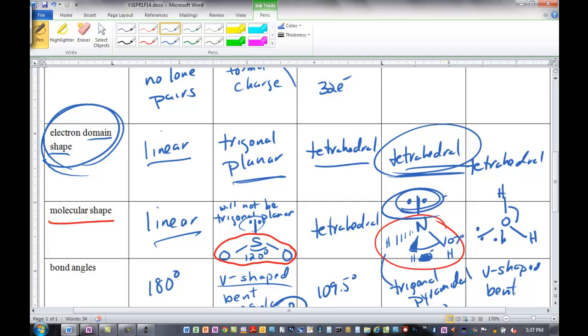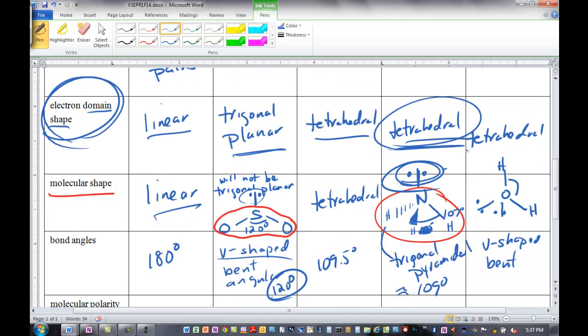All right. Now, here's where it gets tricky. What would the bond angle be? Well, remember we're building off of a tetrahedron. For SO2, which ended up with a V-shaped or bent shape, we were building off a trigonal plane, which has angles of 120. For water, we're not building off a trigonal plane. We're building off a tetrahedron. So it's going to be close to the tetrahedral bond angle of 109.